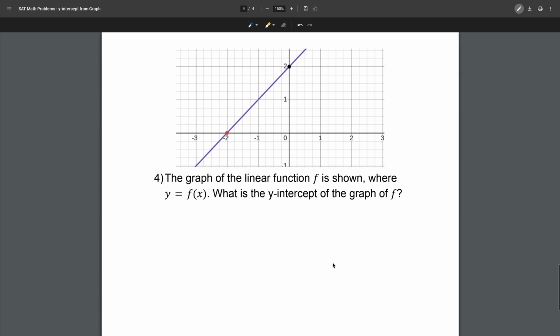All right, the graph of the linear function f is shown, where y equals f of x. What is the y-intercept of the graph of f? Okay, pause the video if you need to. Okay, let's do this. So the y-intercept is where it crosses right here on the y-axis. The x-coordinate, as always, is 0, and the y-coordinate is 2. Okay, so the y-intercept is the point (0, 2).